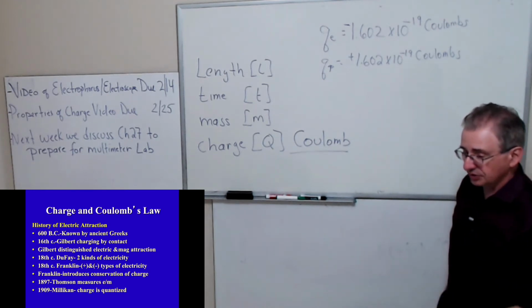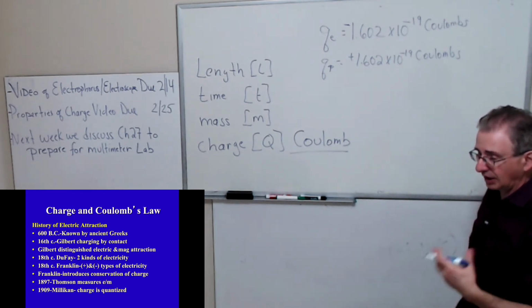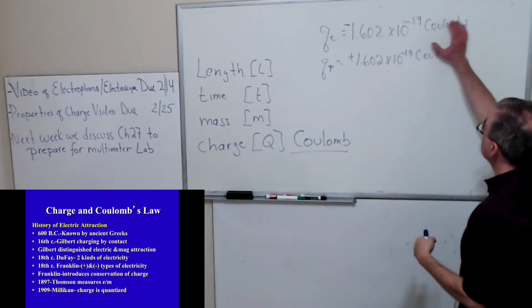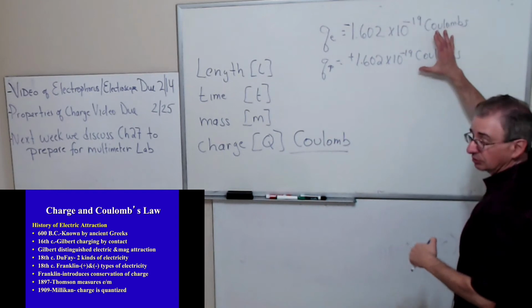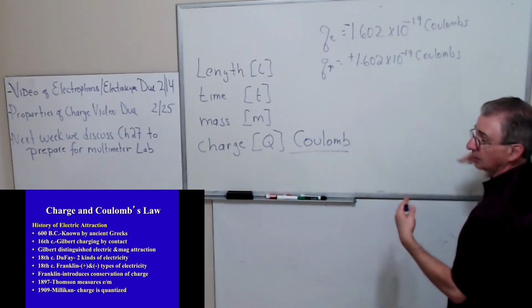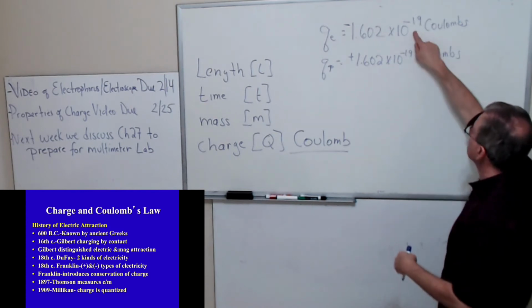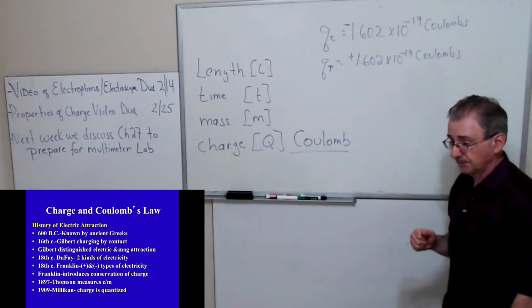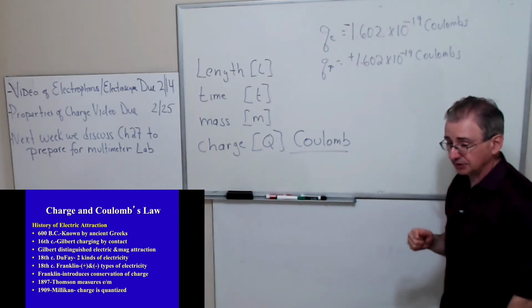Any charged object, its value is derived from some combination of these two, a linear combination. So basically, if it has 2 electrons and 3 protons, you're going to take 2 times this plus 3 times that to get the total charge. That makes sense?